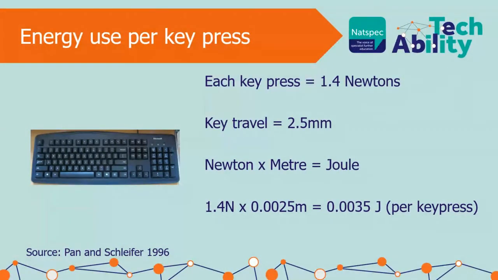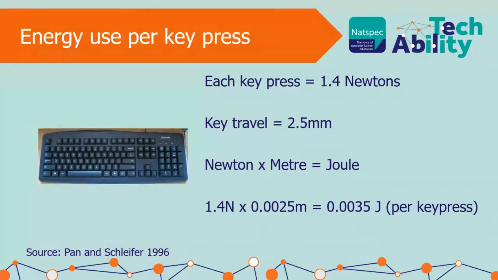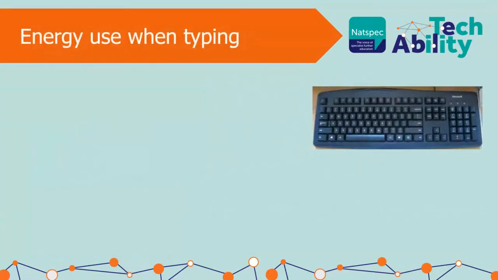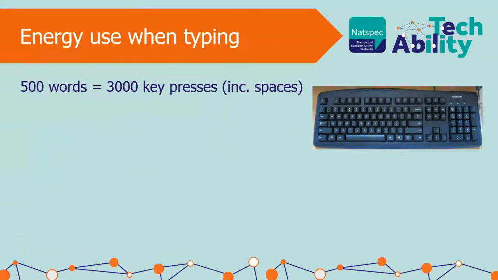Doesn't sound like a lot of energy we would need to save. But again, let's think tiny amounts, marginal gains. Once we scale that up to typing, if a student or a learner has to type a 500-word assignment, about a side of A4, they're going to be doing about 3,000 key presses. I'm including the spaces here. So 3,000 key presses, 3,000 little burns of energy.